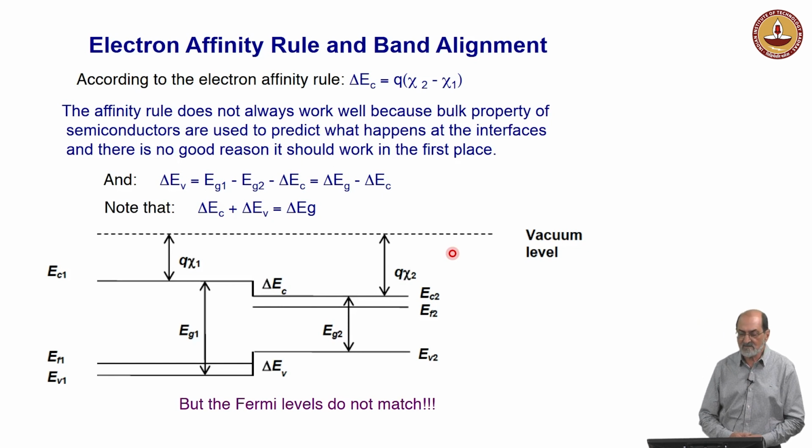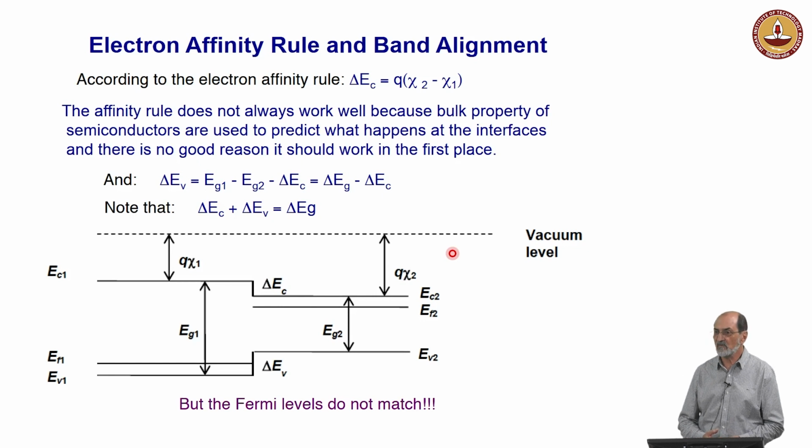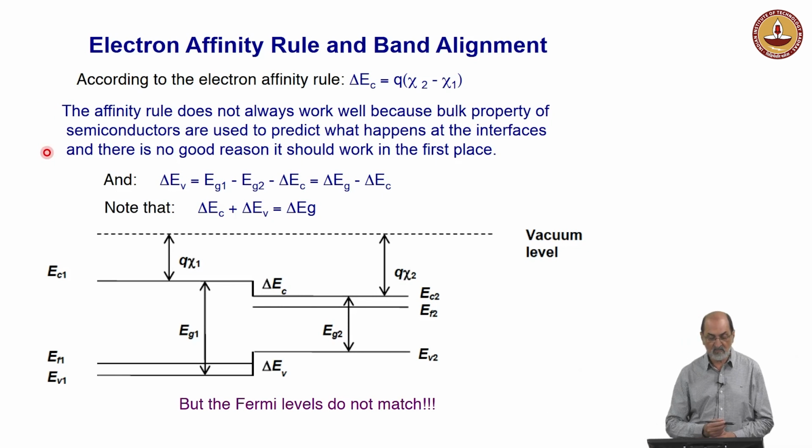Well, the first rule we can apply, which is the simplest one that people try to apply, unfortunately works quite well only for ionic semiconductors. It does not work for covalent semiconductors, but if you deal with ionic semiconductors, by practice I know it works quite well. At least it's a good first approximation. According to the electron affinity rule, the difference in the conduction bands is just the difference between the electron affinities. That is called the affinity rule. And I am advising you that it does not always work well, because we are using a bulk property of semiconductors to predict something that happens at an interface. But in principle it works quite well.